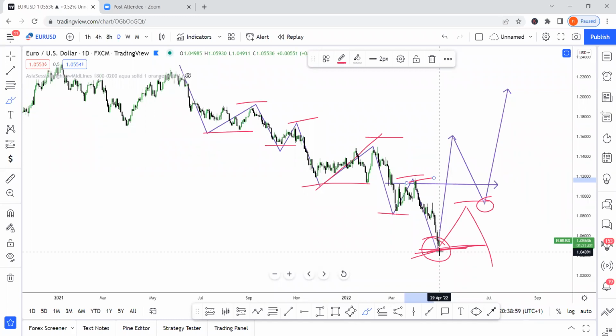Demand zone. Correct. This is a tentative demand zone. This is a potential, that's the language I love to use. This is a potential demand zone. So if this is a potential demand zone, any sell opportunity that comes here, remember this is daily time frame. Any sell opportunity that comes here in 1 hour time frame, is it good to sell?